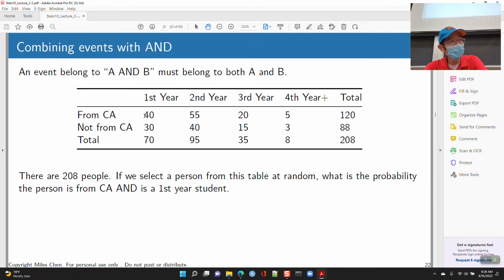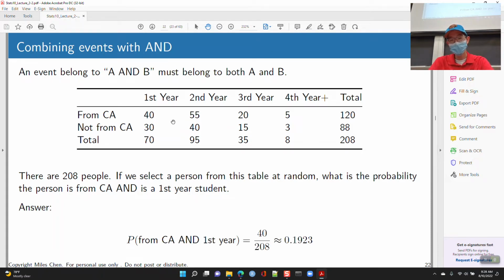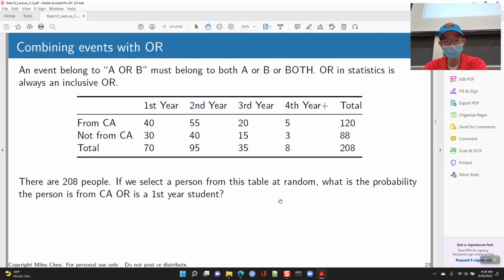And the answer, well, we have 40 people who count as being from California and being a first-year student. So our answer is going to be 40 divided by the total 208. Okay, so 40 people fit this description, and we get 0.1923. So just over 19%, just under 20%, 40 over 208.